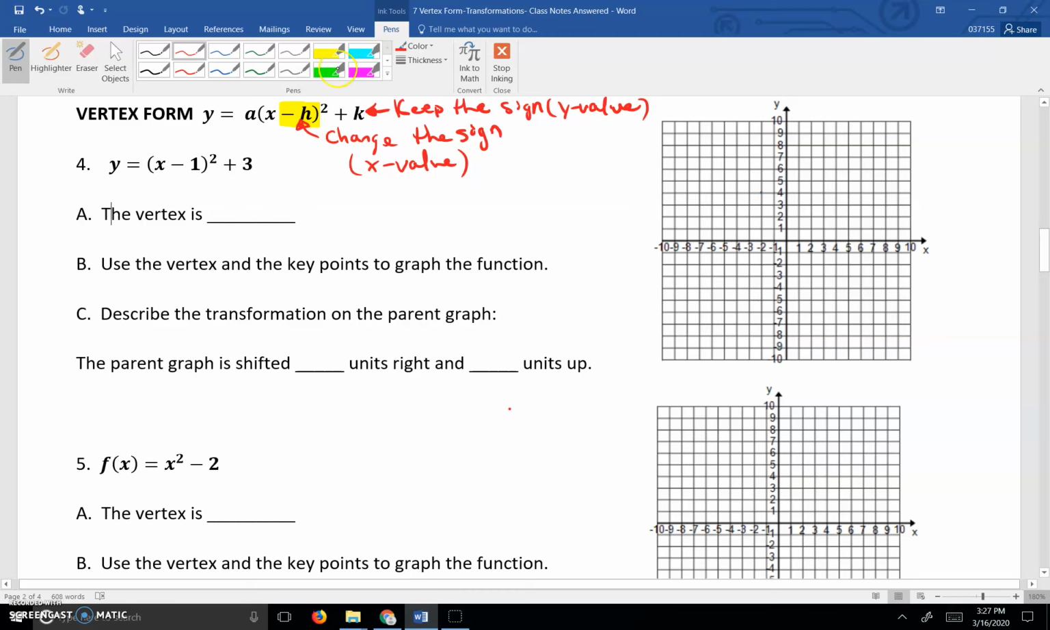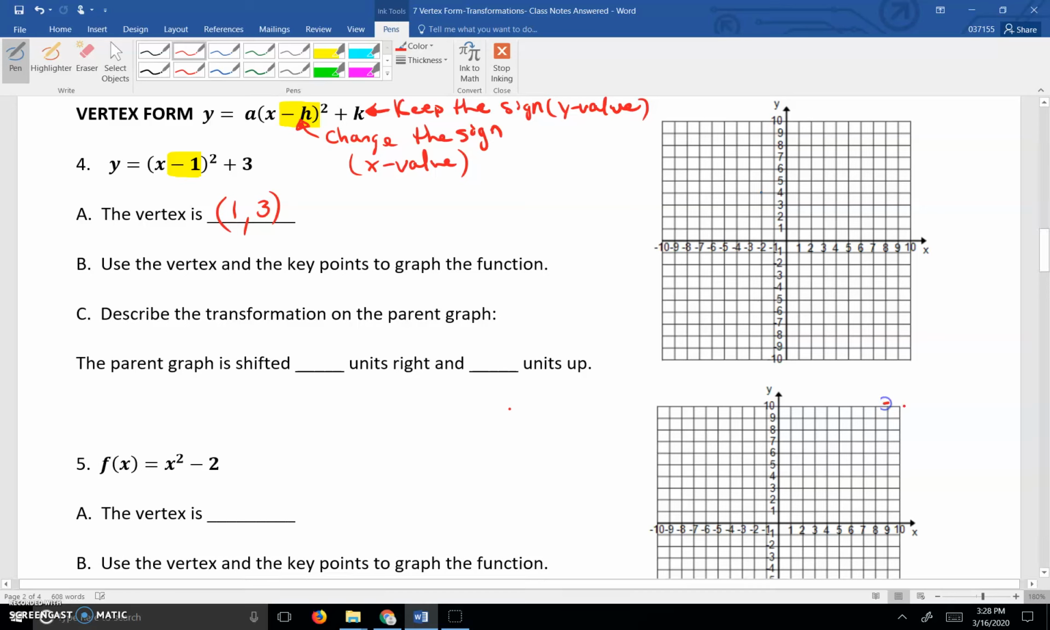So, when I look at this first example we have, y equals x minus 1 squared plus 3, the negative 1 inside tells me that when I go to write the vertex, I have to change the sign of the number inside. So negative 1 will become positive 1. And the number outside, I'm going to keep the sign, and that's going to be my y value, so 3. That's my new vertex. So my new vertex is the point 1, 3.